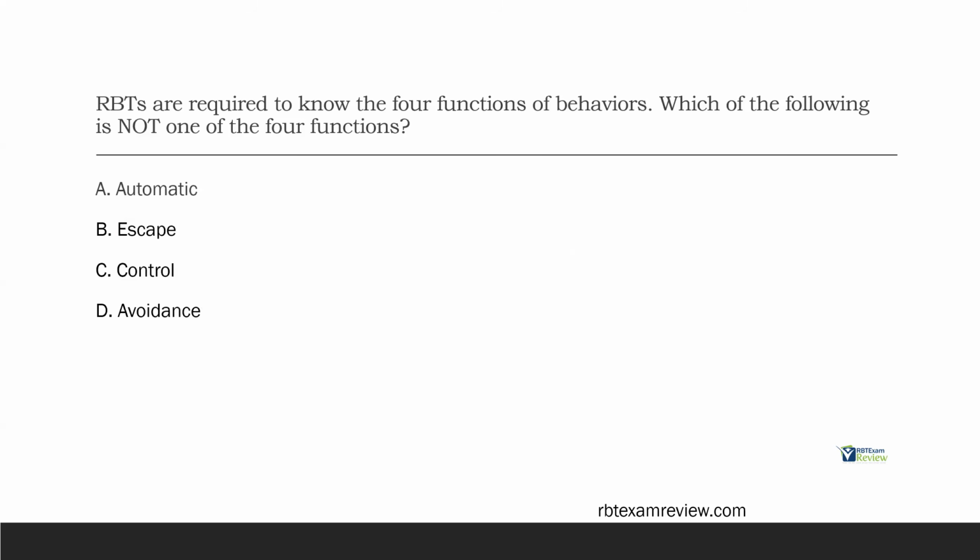Finally, RBTs are required to know the four functions of behaviors. Which of the following is not one of the four functions? Okay, pretty straightforward function question. Functions are probably the first thing you learn, the first thing you know. So we are going to identify which of the following is not one of the functions. A, automatic. Is automatic a function?